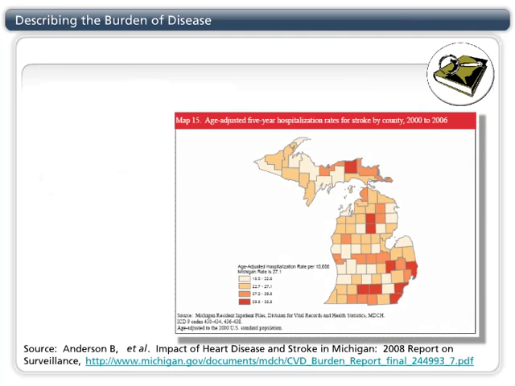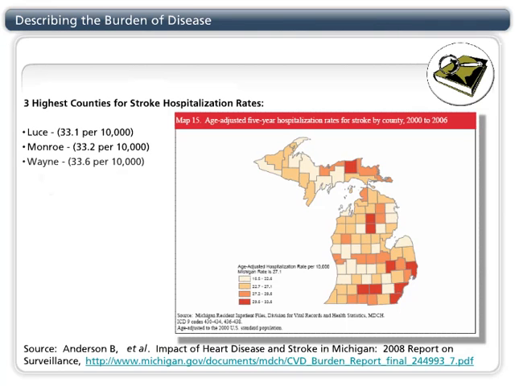Here is a map of Michigan hospitalization rates for stroke by county taken from a cardiovascular disease surveillance report. The highest rates of stroke hospitalization between 2000 and 2006 were for residents of Luce, Monroe, and Wayne counties. This burden data is used to understand the extent of the burden of stroke and its distribution across Michigan. It also will offer information when considering the underlying reasons for high disease burden, like perhaps issues related to the availability of specialists or the history of public health education programs in the counties.